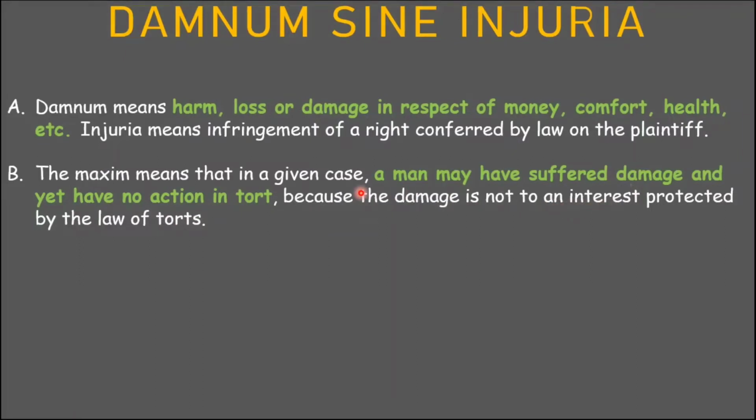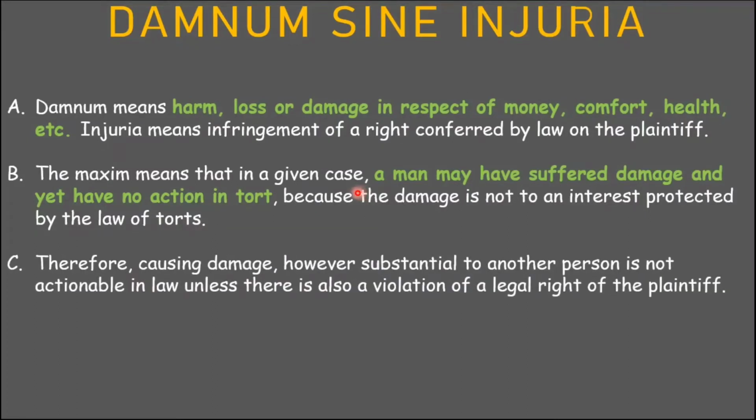So simply, if I relate to the example, the first school has suffered damage because of the second one. But because the first one has suffered damage yet no action lies, because it is not protected by the law of tort, because the second school is just exercising its legal rights, therefore causing damage, however substantial, to another person is not actionable in law unless there is a violation of a legal right of the plaintiff.